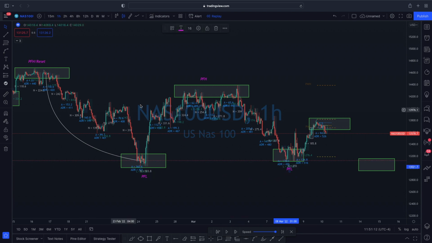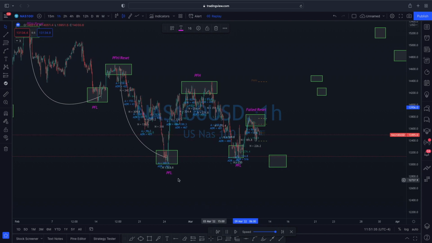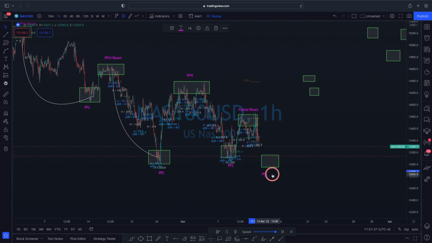This right here is going to end up being a failed reset. We know that this is going to end up being a failed reset because we don't have enough to complete a full cycle here. And then you can see obviously this came back to retest that low again. So that's why that's a failed reset.